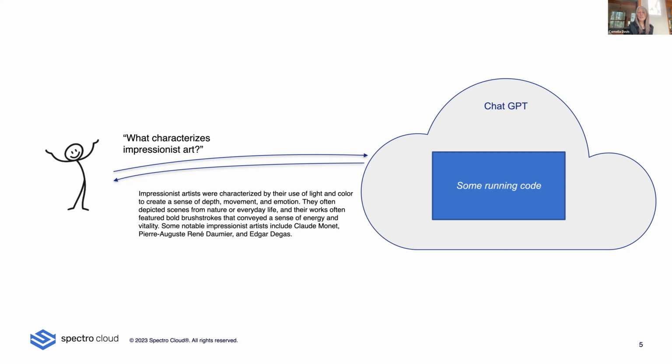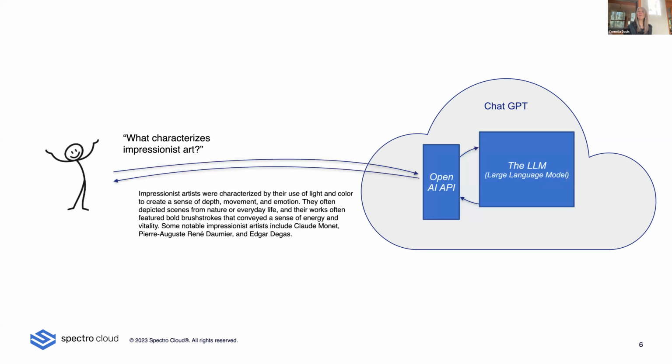Now, if we just click down one level on this, what we see is, of course, there's an API. The request is sent to that API. And then that API is invoking the LLM. It's invoking the large language model.